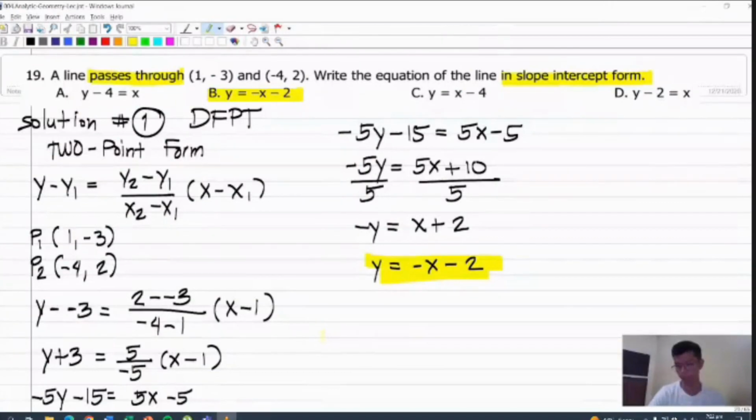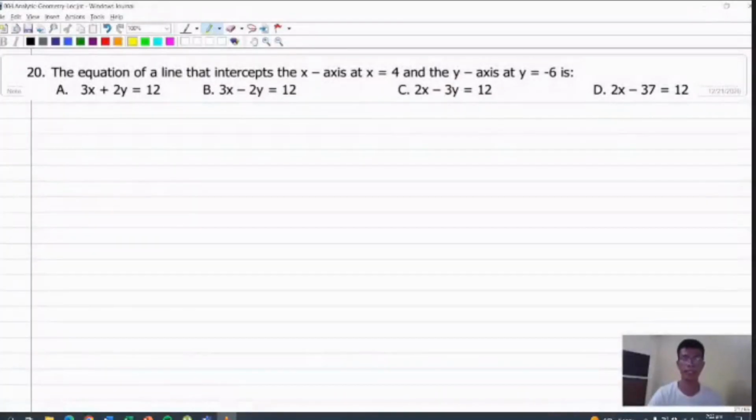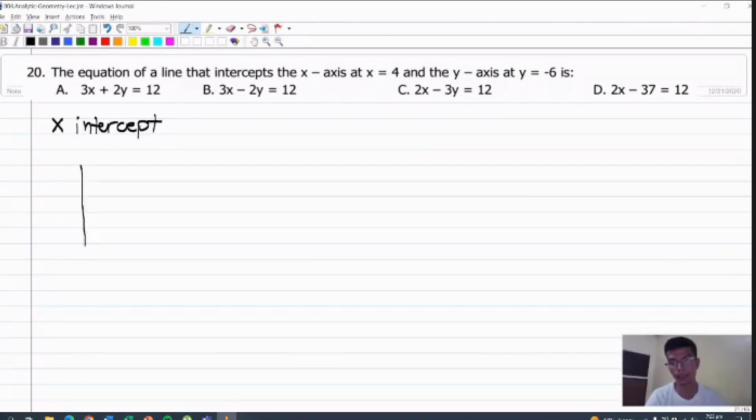Number 20. The equation of a line that intercepts the x-axis at x is equal to 4 and the y-axis at y is equal to negative 6 is, so ano ito? Di ba kapag nag-intersect daw yung line sa x-axis at x is equal to 4, meaning that is the x-intercept. So, x is equal to 4. But, sige, pakita na natin.